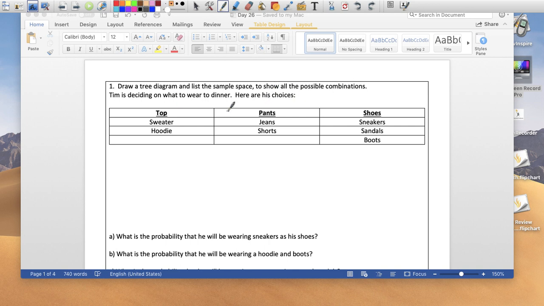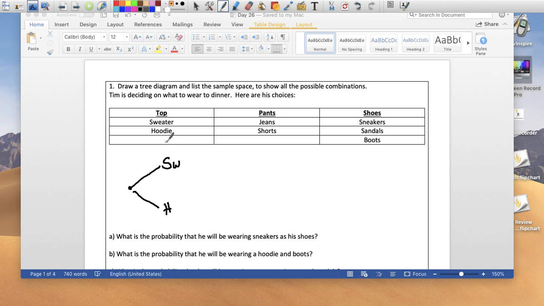So here, sorry. Tim is deciding on what to wear for dinner. Here are his choices. He has a choice of sweater or hoodie, jeans or shorts, and then sneakers, sandals, or boots. Like I said before, it doesn't matter if you start with the shoes and then go to pants and go to top. It's really up to you. So here's my starting point. Let's start with, I'm just going to write S for sweater. He can wear a sweater, and I'll write SW, or he can put on a hoodie.